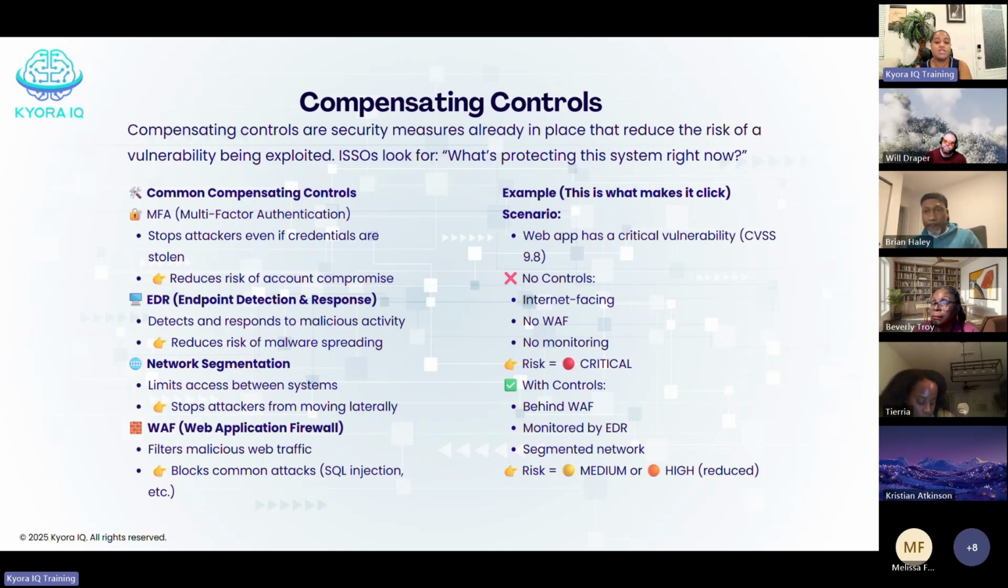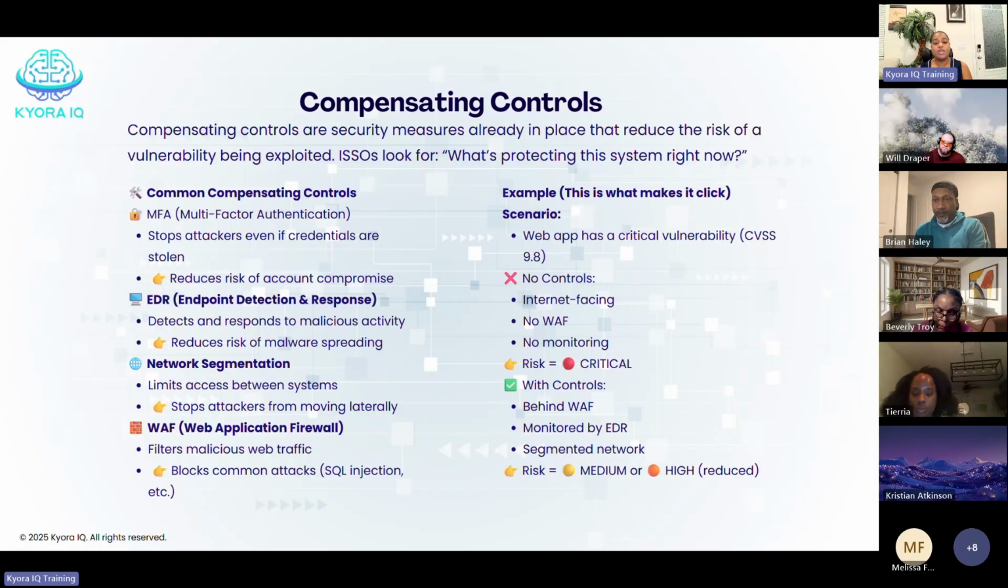So here's an example scenario of what a compensating control would be for a web app that has a critical vulnerability, CVSS score of 9.8. No controls means that it's internet facing. There's no web application firewall. There's no monitoring on it. This is going to be a critical risk, all right. Like it needs to be patched and something needs to happen immediately.